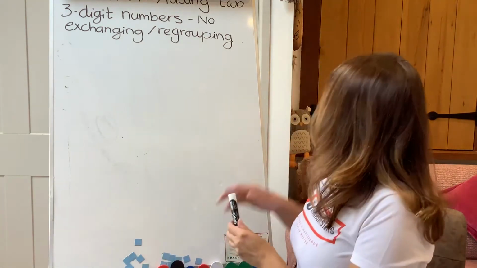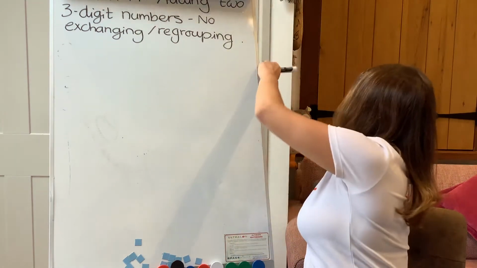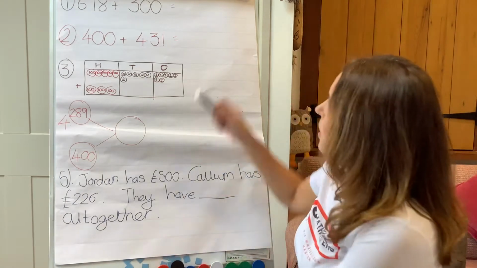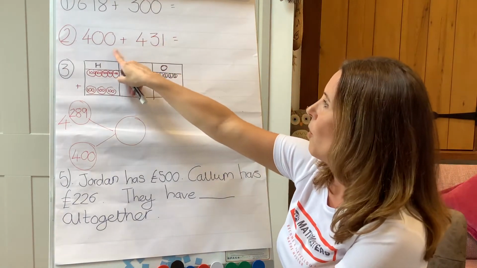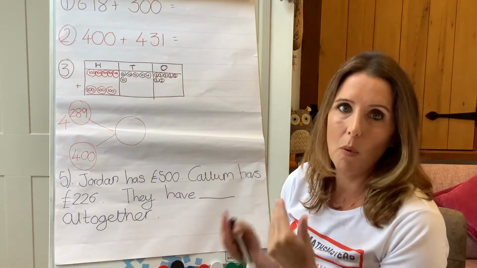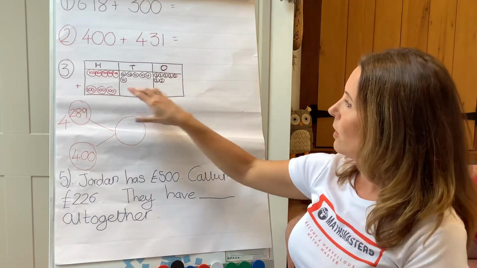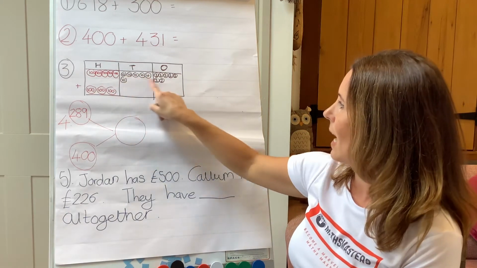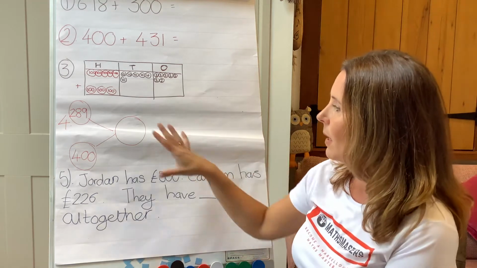Right, you're going to have a go now yourself at adding together two 3-digit numbers. Number 1, 618 add 300. 400 add 431. Think about, for both of them, which column's going to change. Can you do it in your head mentally? Look at the numbers here. We've got 500 and 300s. We've got 6 tens. We've got 7 ones. Add those together. Can you do it mentally?